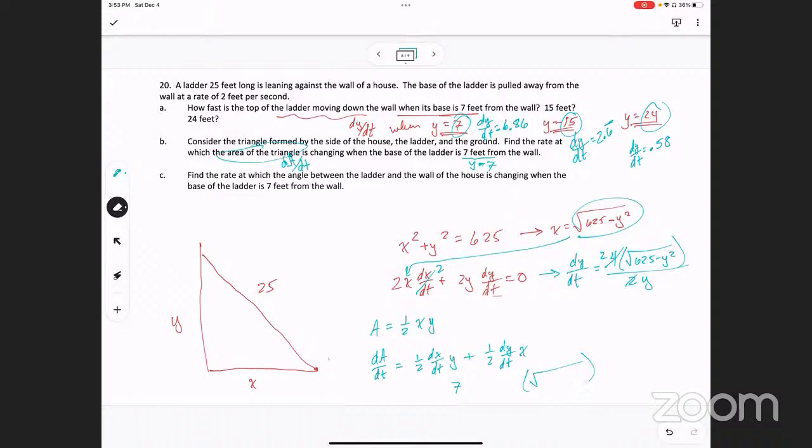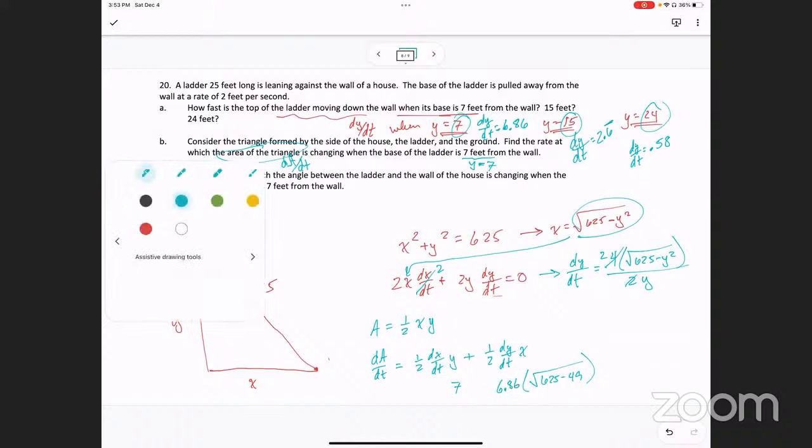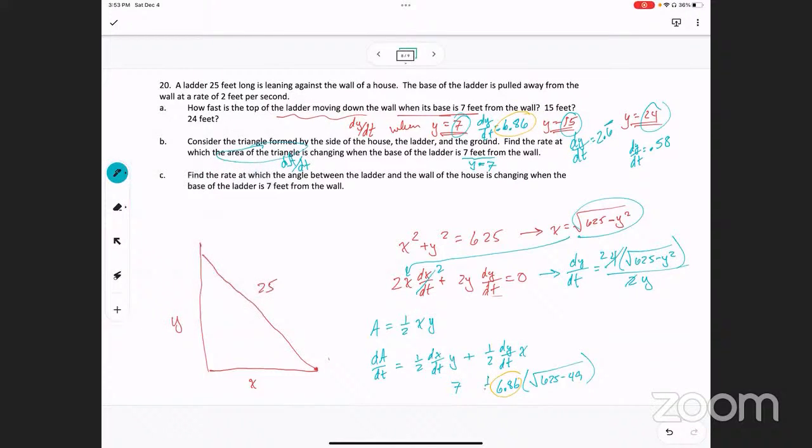What was that number? I can't remember. Well, I'll just write it. 625 minus 49. And then dy/dt, we know that was 2.6 repeating, because, I'm sorry, no, we don't. That was 6.86. I'm pulling that from up above. Do you see where? And then we, of course, have 1/2 in front of that. Plus, what was dx/dt?